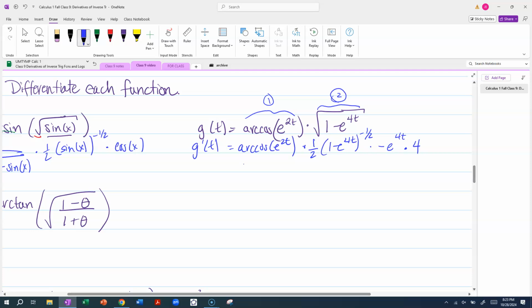But I'm not done because I have to do the other part of the product rule, so I should now do the second, the square root of 1 minus e to the 4t, times the derivative of arc cosine. Okay, so this is where things come into play. So I have negative 1 over the square root of 1 minus e to the 2t all squared. And if you want to simplify that, you sure can. Then multiply by the derivative of the inside, e to the 2t times 2.